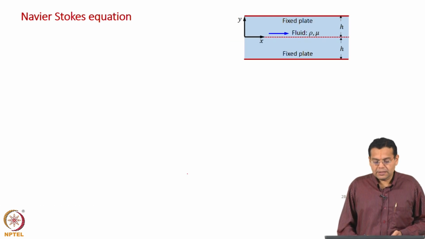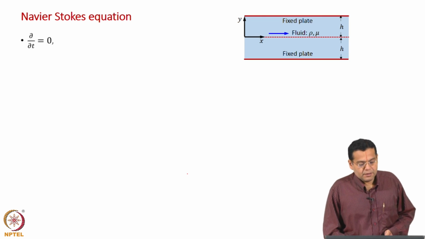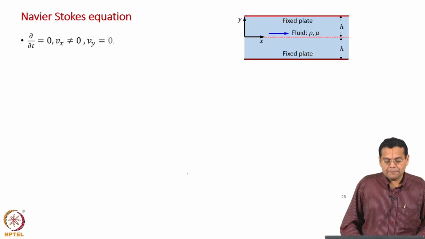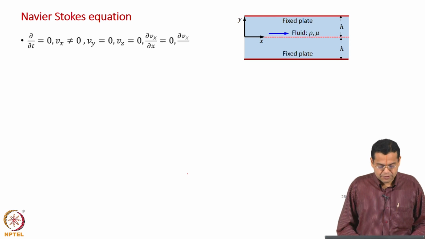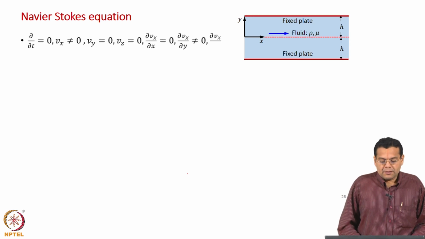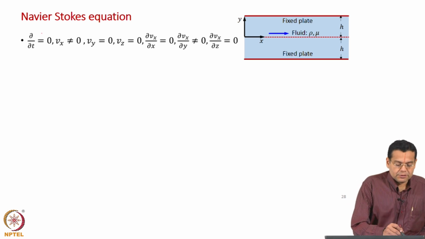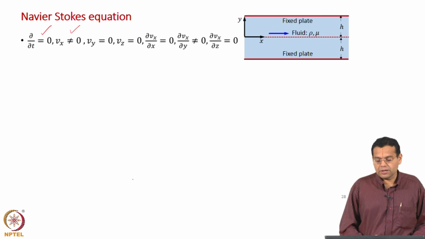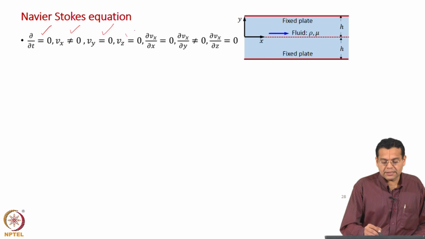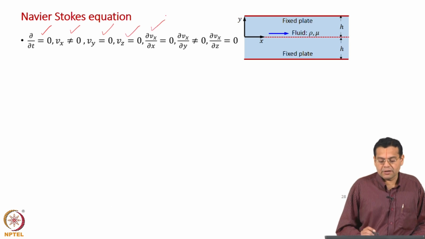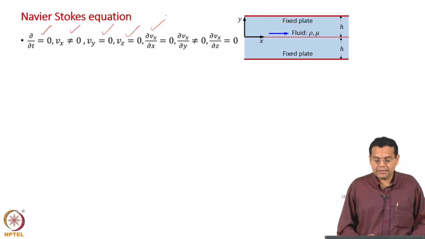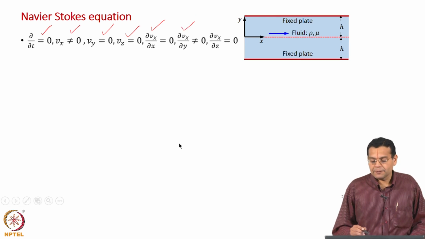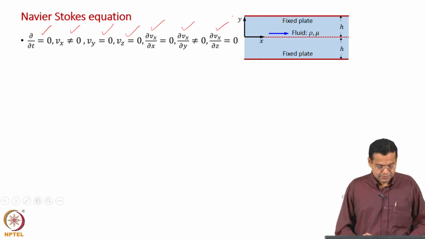Now, let us proceed to the Navier-Stokes equation. Let us state all the conditions, either assumptions or what we arrived at from the continuity equation. So, steady state, dou by dou t equal to 0, there is a velocity in the x direction, so V x not equal to 0, no velocity in the y direction, z direction. From the continuity equation, velocity V x does not vary with x, V x does vary with y, V x does not vary with z. So, it is 0.